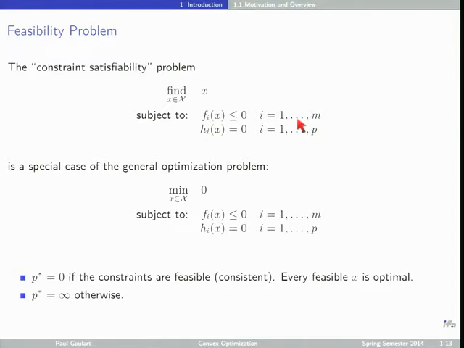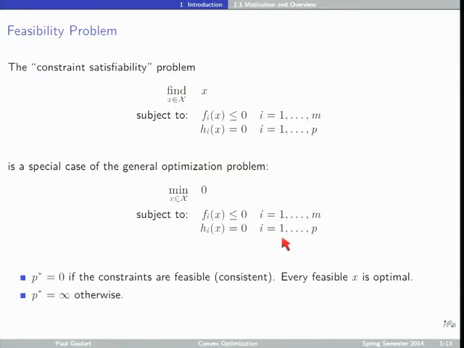Now this isn't really an optimization problem because I'm not minimizing anything, and I need something to minimize. Well, I can pick anything I want, so I pick 0. Minimize 0 subject to these constraints being satisfied. And suppose I have some solver that will work for the type of constraints that I picked.